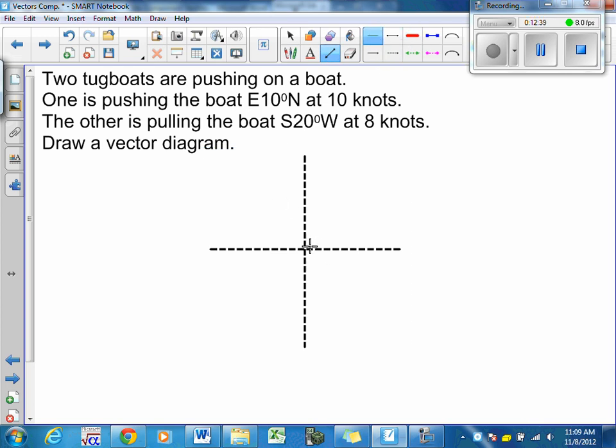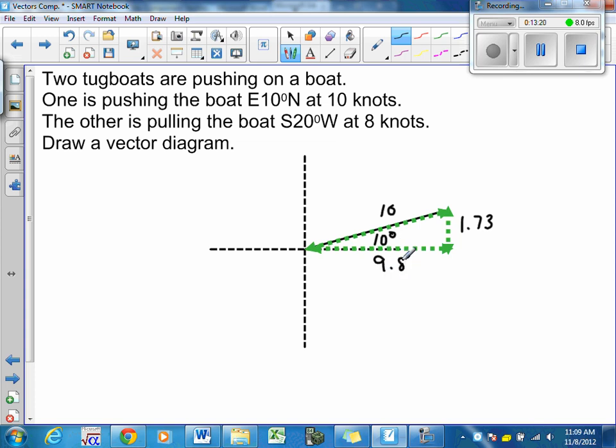East 10 degrees north at 10 knots. And we will make this triangle green. So here's that vector. I make an angle with my right triangle. There is that triangle. This is 10 degrees. This is 10. I do my 10 sine, and I get this side of my triangle 1.73. And I get this side of my triangle 9.85.